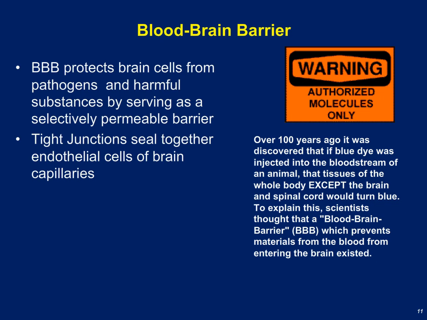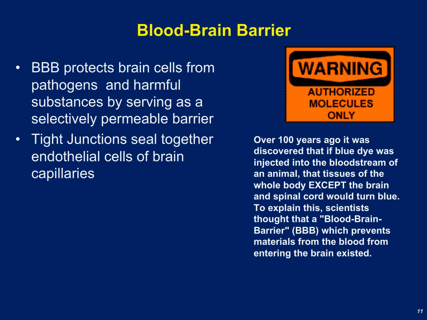So in the last couple slides, we talked about the meninges, which are a physical barrier which surrounds the brain and helps to protect it. Now we're going to talk about something which is more of a physiological barrier, but it's not something that you can lay your hands on or point to and say this is the blood-brain barrier. So the blood-brain barrier is a system that helps to protect the brain from pathogens and harmful substances by serving as a selectively permeable membrane that only lets some things from the bloodstream into the brain and not others.